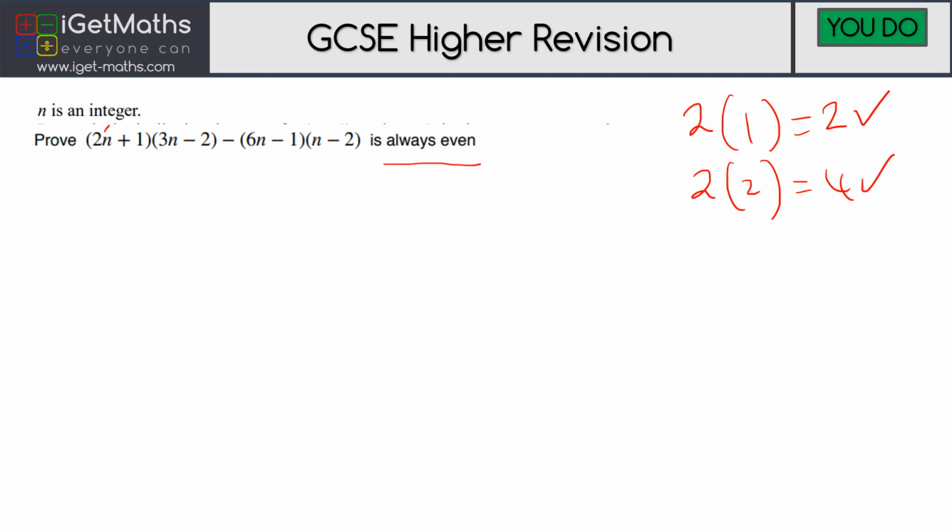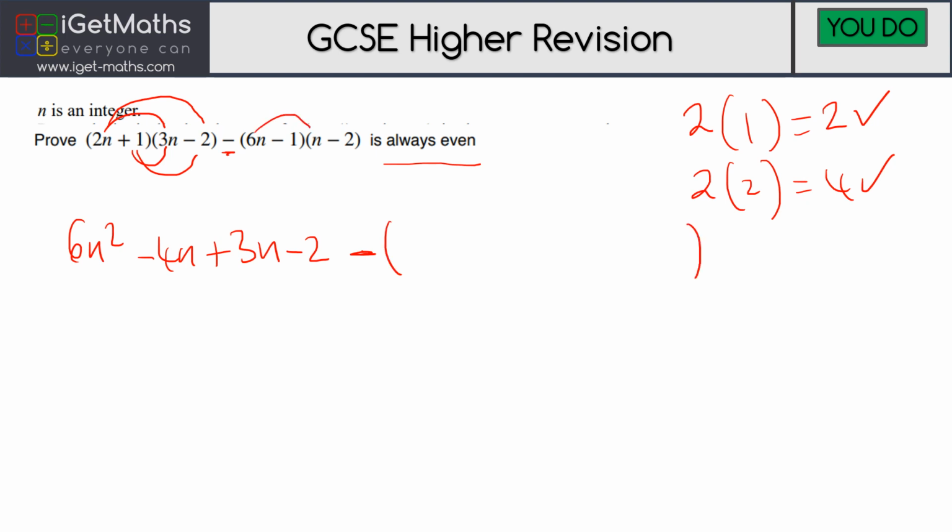So 2n times 3n gives us 6n squared. 2n times minus 2 will give us minus 4n. 1 times 3n gives us 3n. 1 times minus 2 gives us minus 2. And then we've got this minus here. And then we're just going to separate this by putting a bracket and do 6n times n, which is 6n squared. We've got 6n times minus 2, which is minus 12n. We've got minus 1 times n, which is minus n. We've got minus 1 times minus 2, which gives us a plus, remember. A minus times a minus gives us a plus 2.